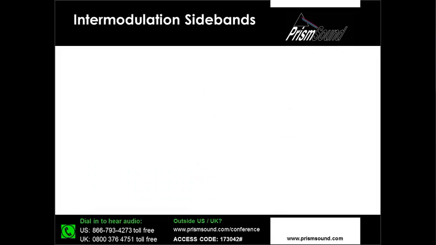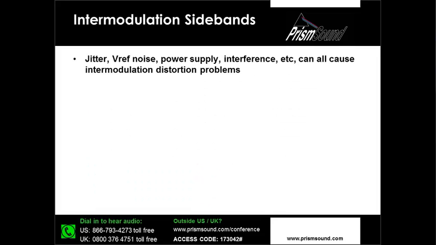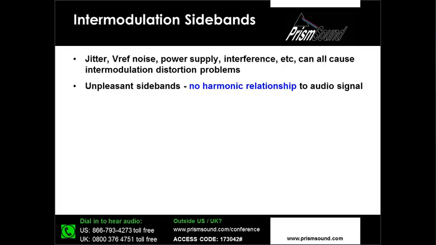Now, we've introduced several things already: jitter, voltage reference noise, power supply related issues, which can potentially cause intermodulation distortion. And when we're looking at the A to D converter in question, we may wish to gain some insight into where those modulation sidebands are coming from. And one of the key things that we can do is actually identify whether the sidebands are being produced by some kind of jitter-related problem, or whether they're being produced by some other form of amplitude or frequency modulation.